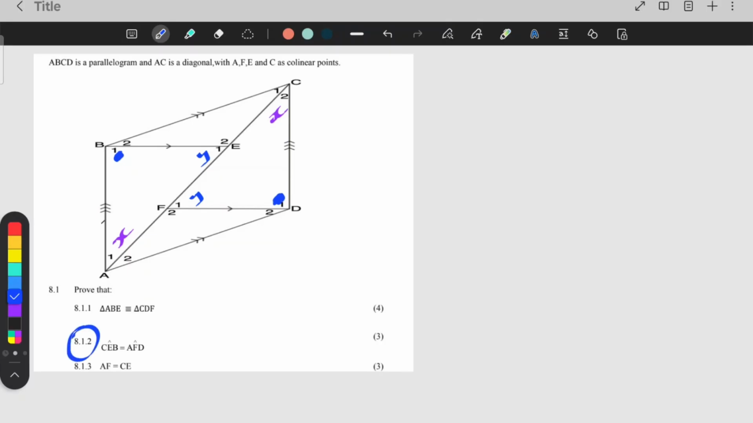Let's look at our next question. 8.1.2 says, prove that angle CEB. So prove that angle CEB. Let's go look. Where is CEB?